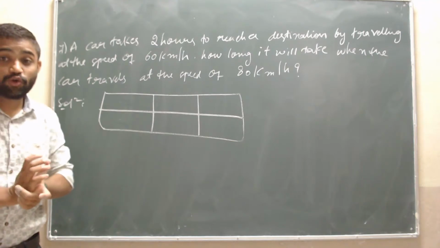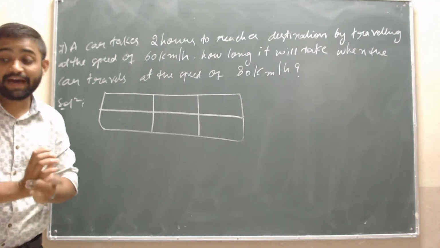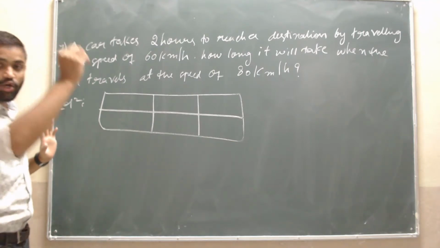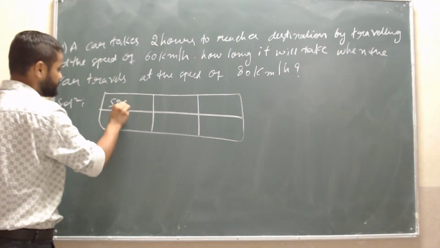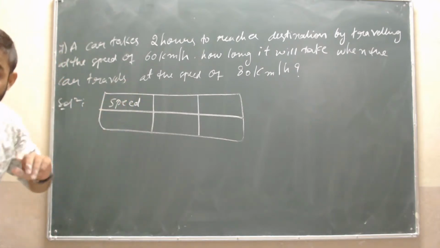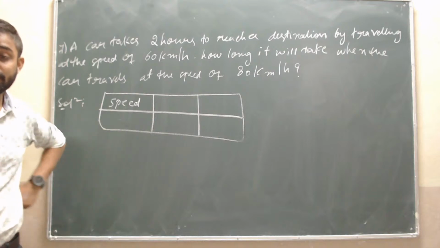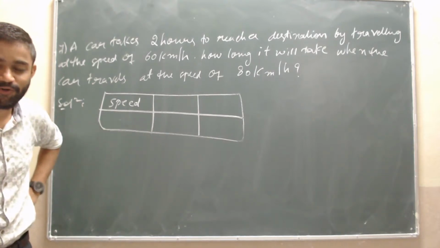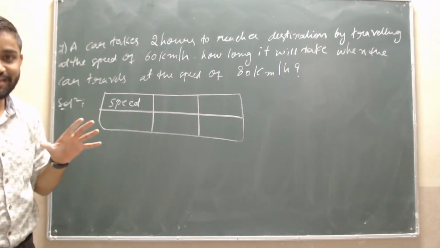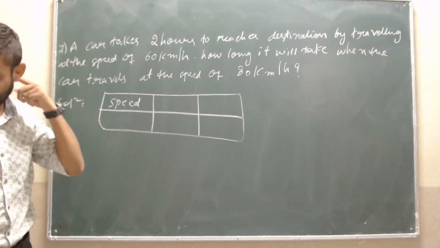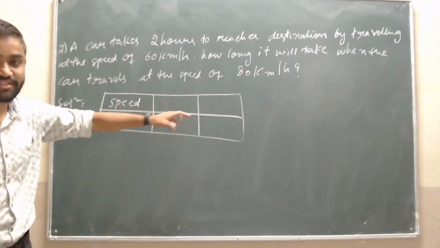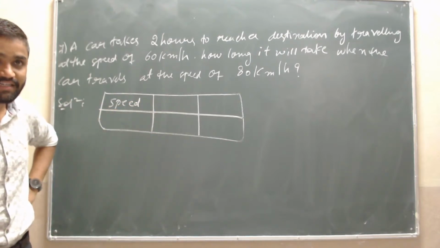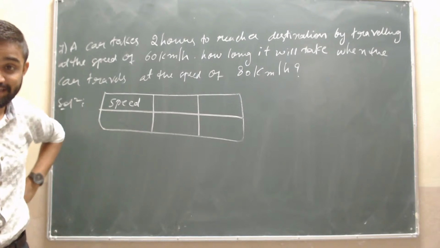I will give you one hint. Kilometer per hour is speed. Kilometer per hour is speed. And hours, what do we have to write here? Bharat, I don't want your answer, that is a direct answer. Okay, let's try to fill these boxes. That is given data. You must write it here.